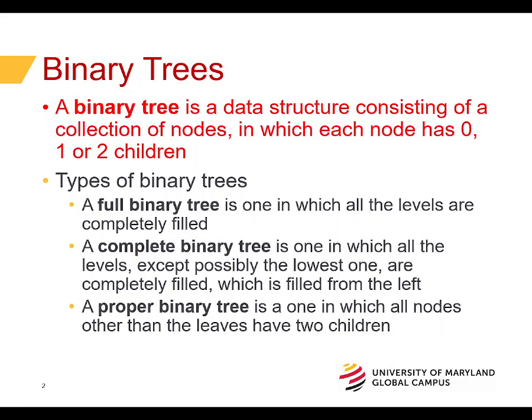A binary tree is a data structure consisting of a collection of nodes in which each node has 0, 1, or 2 children. So it differs from a more general tree in that every node can have at most 2 children. Binary trees can be categorized in a variety of different ways, but let's consider several special types of trees.